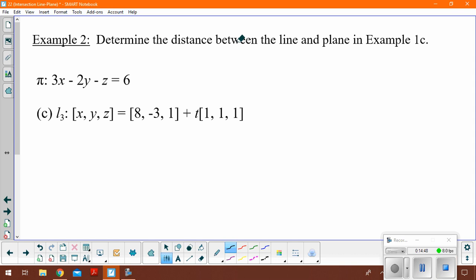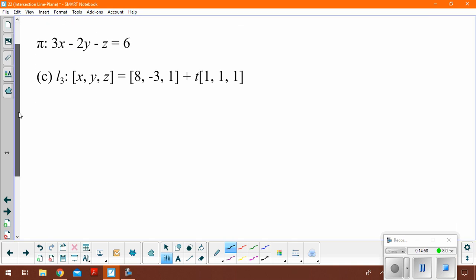Determine the distance between the line and the plane in the example we just did. So now I know they don't cross at all, but I might be curious to know how far apart the two things are. And this process is actually a little bit easier than yesterday's stuff, although it's related to it.